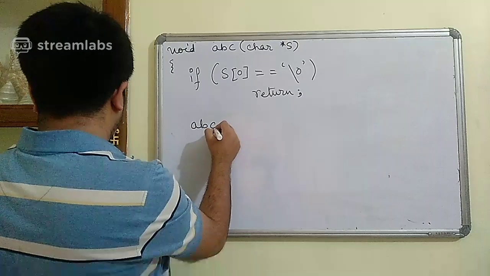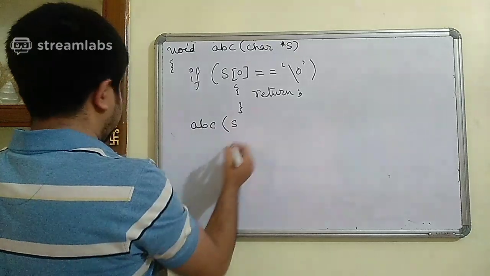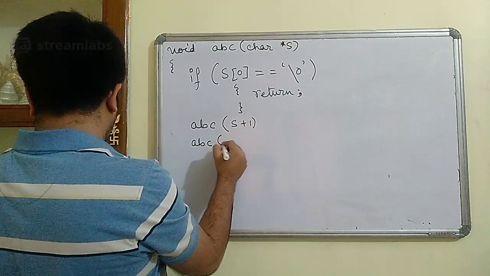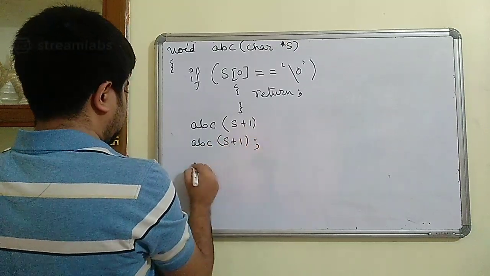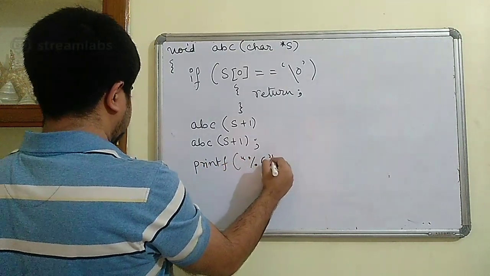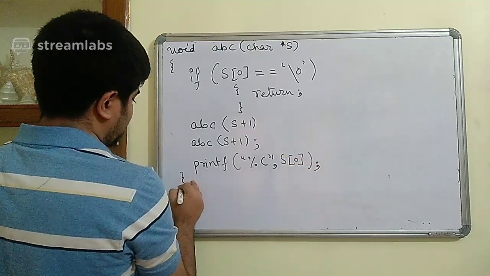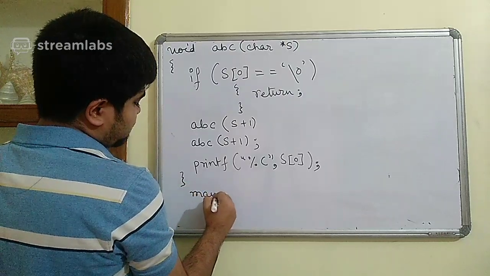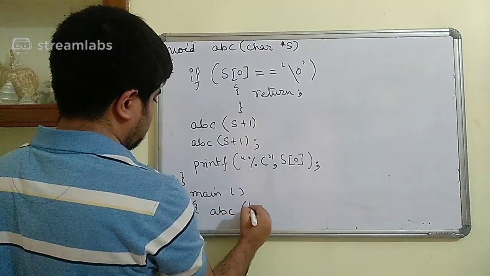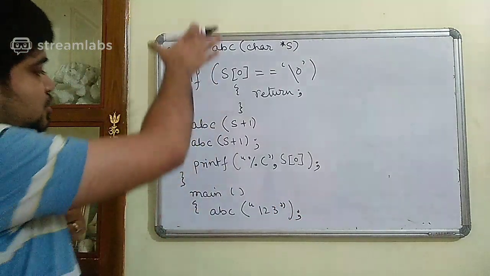ABC(S + 1) - this is part of this, okay. Then printf of %c, S[0]. And in the main function, ABC("123"). This is called. So this is pretty much it.